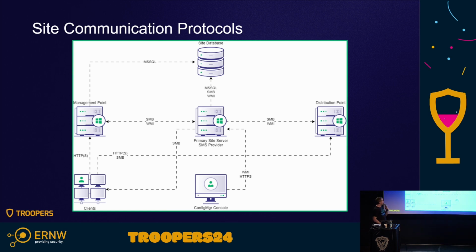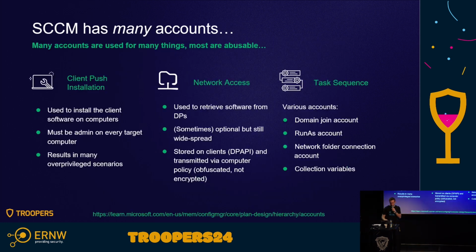This is a diagram of the communication protocols that exist between these systems. So we have our clients here. They report up to a management point, say, hey, can I have some policy, if you have anything new for me, that is going to be controlled by the primary site server. And then they may download some software from the distribution point, and admins are going to interact with an SMS provider that may or may not be located on the primary site server. Not confusing at all.